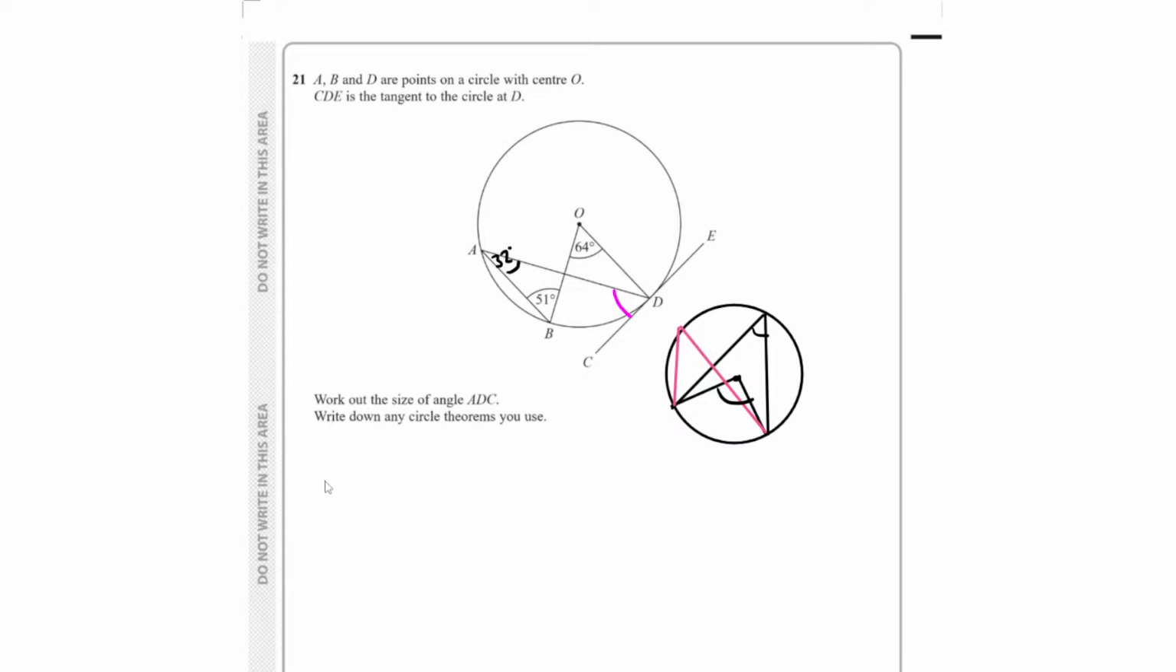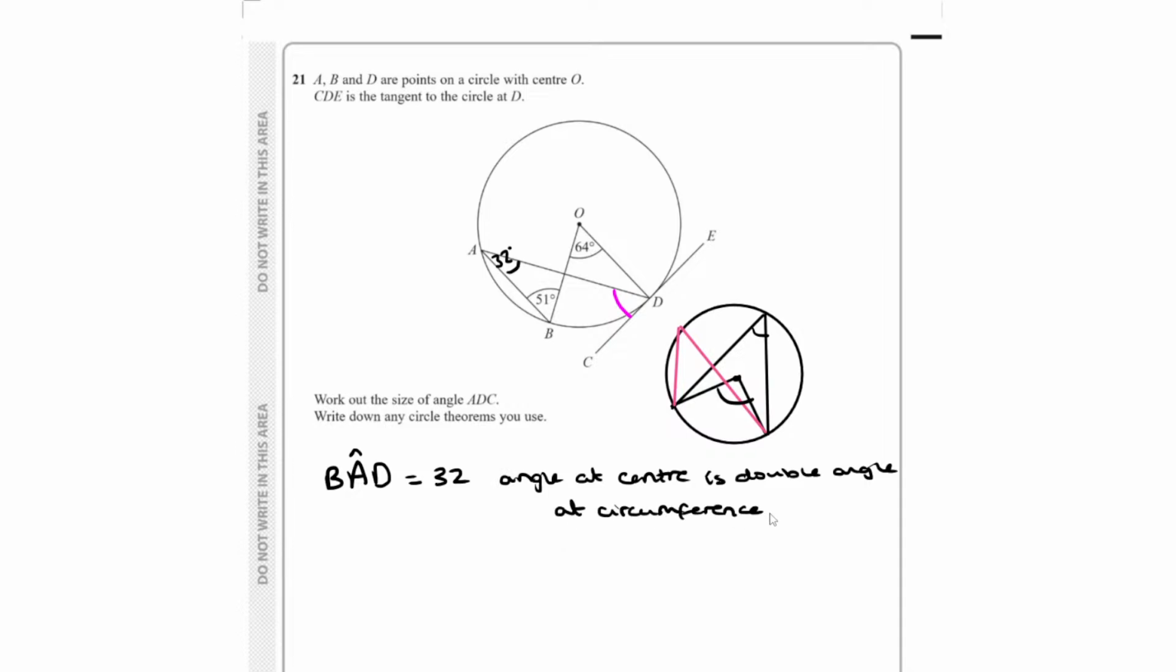So you could write down here angle BAD is equal to 32, and they said write down any circle theorems you use, so you would say the one literally: angle at center is double angle at circumference, something like that. You don't have to write a full sentence, just as long as you've got the keywords. Okay, that's the first one.